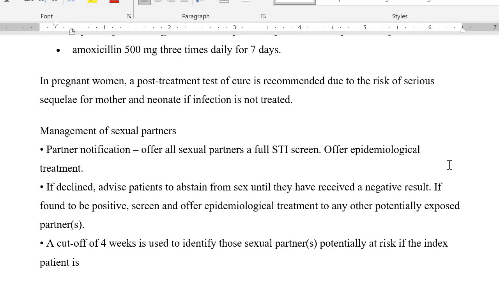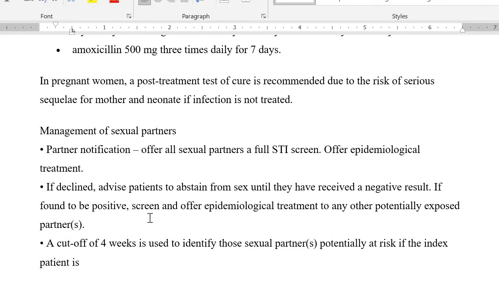In pregnant women, a post-treatment test of cure is recommended due to the risk of serious sequelae for the mother and the neonate if the infection is not treated. So how should we manage the sexual partners? Partner notification: we are going to offer all sexual partners a full STI screen. We will offer epidemiological treatment. If this treatment is declined, we advise patients to abstain from sex unless they have received a negative result.